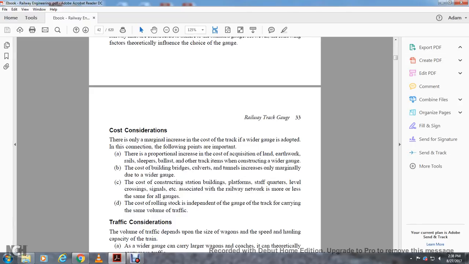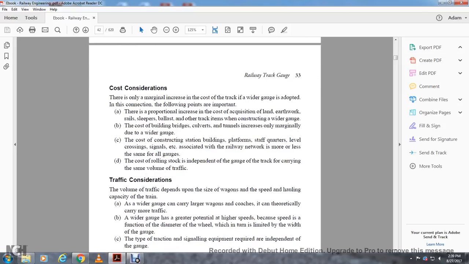There is a proportional increase in the cost of acquisition of land, earthwork, rails, sleepers, ballast and other items with constructing the wider gauge. The cost of building bridges and culverts and tunnels increases only marginally with the wider gauge. The cost of constructing stations with platforms, staff quarters, level crossings, and signals associated with the highway network is more or less the same for all the gauges. The cost of the rolling stock is independent of gauge, with the track carrying the same volume of traffic.